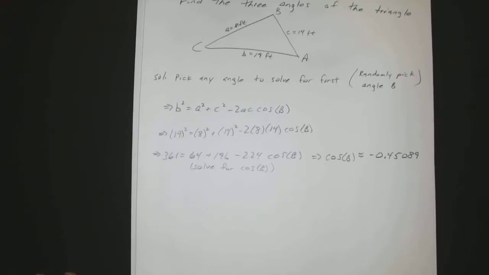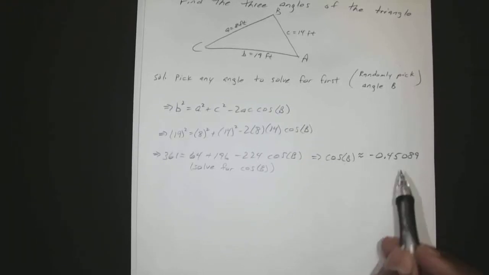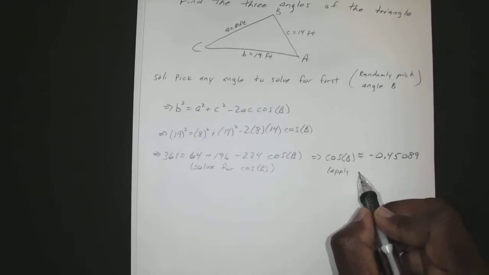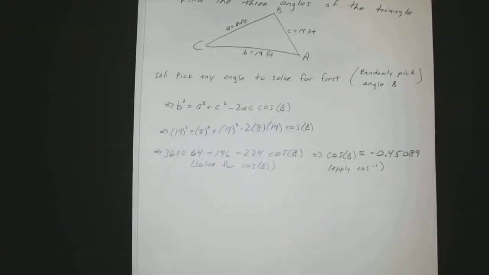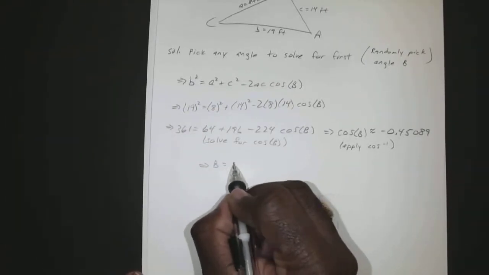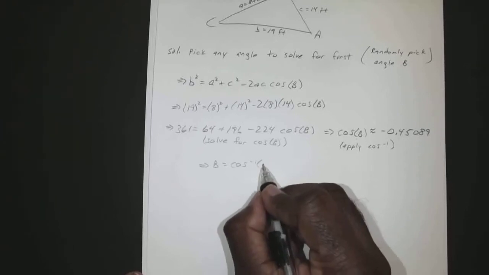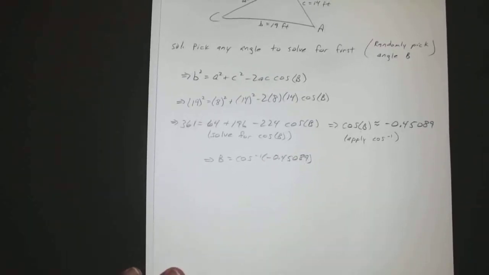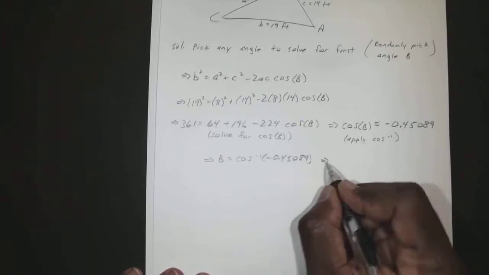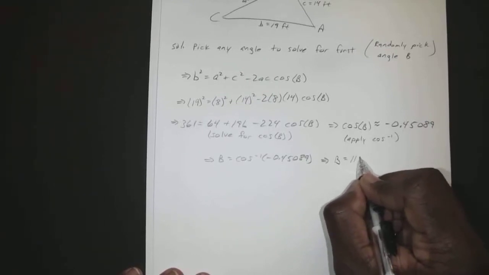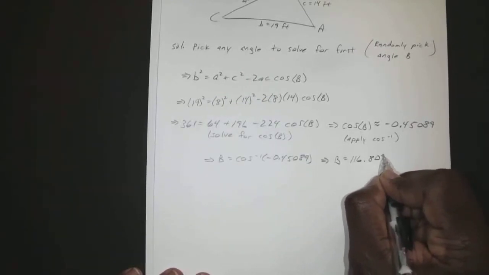Okay, so now we just apply our cosine inverse to both sides. That gives us angle B is equal to cosine inverse of negative 0.45089, which once you plug that into your calculator, angle B is equal to 116.80 degrees.